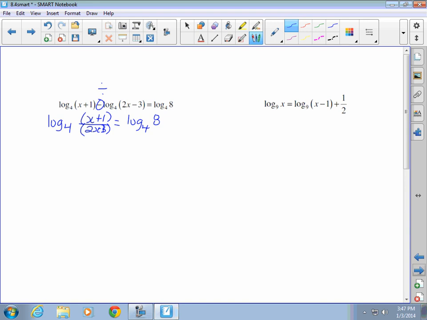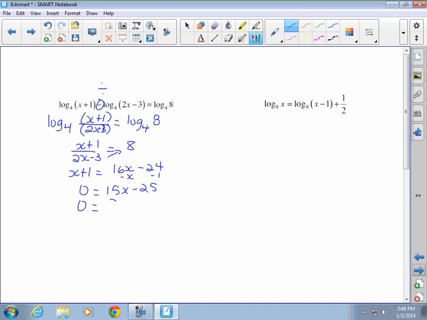So now I have a log base something equals a log base something, so I can drop the logs and just solve. So I have x plus 1 over 2x minus 3 is equal to 8. So in order to solve, I'm going to cross multiply. So x plus 1 is equal to 8 times 2x minus 3. So that's 16x minus 24. So if I bring everything over, I subtract x, subtract 1. 0 is equal to 15x minus 25.